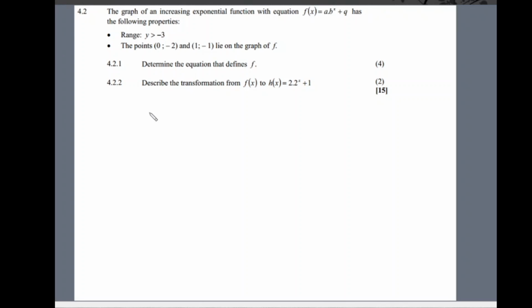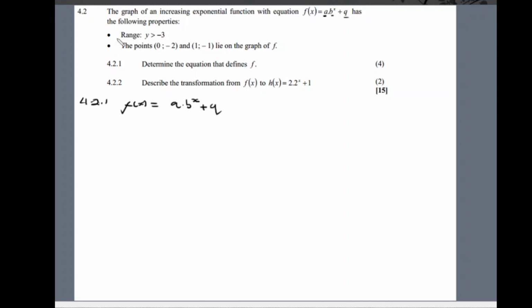So 4.2.1, they want us to determine the equation that defines f, meaning now we need to solve for the values of a, b, and q in this equation of ours, f of x is equals to a times b to the power x plus q, right? So now we have to solve for a, b, and q, right?